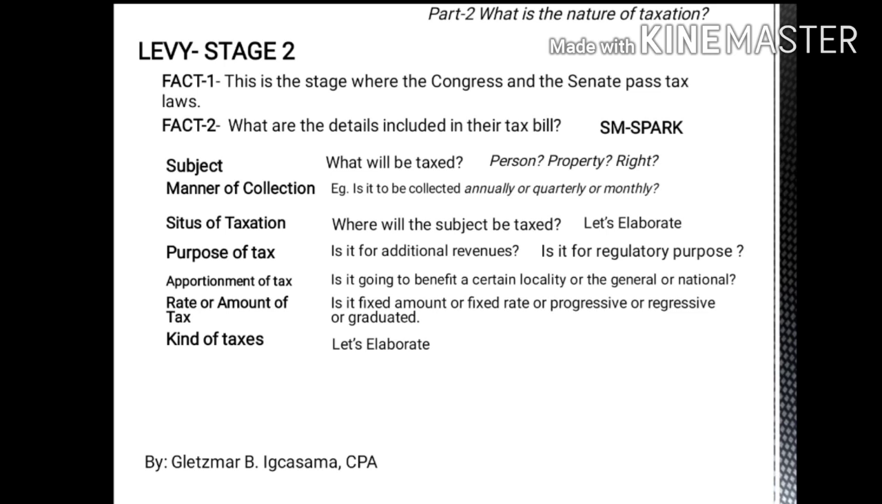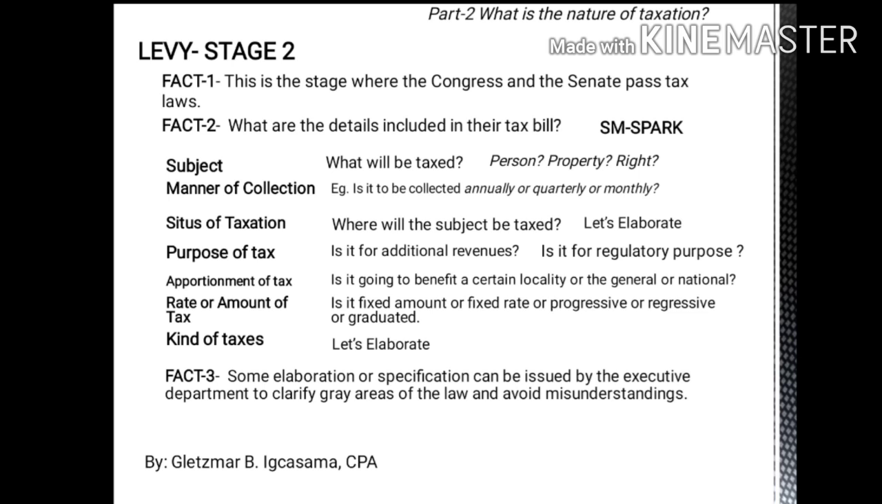Apportionment of tax: where will the tax go? Only to the national government? 30% to the local? Then what is the rate? Is it a fixed amount? A fixed rate? Progressive? Or regressive or graduated? What kind of tax is it? Is it a direct tax? Or else, how is it computed? Ad valorem, based on the value of the person? Or can it be a specific tax based on the weight of the balikbayan? So, those are the details found in the tax bill.